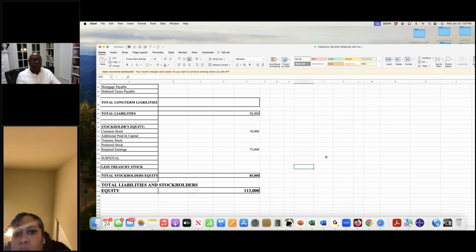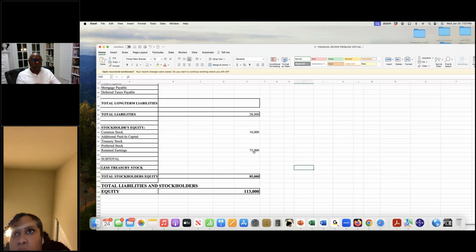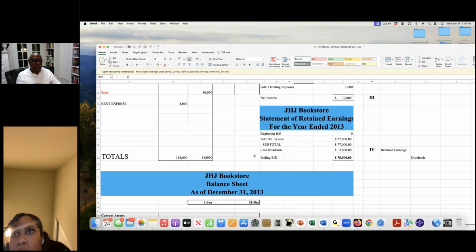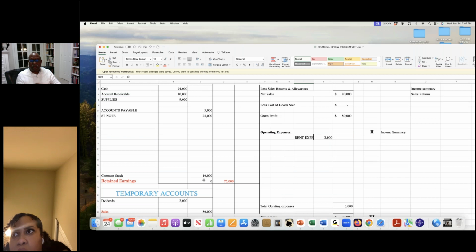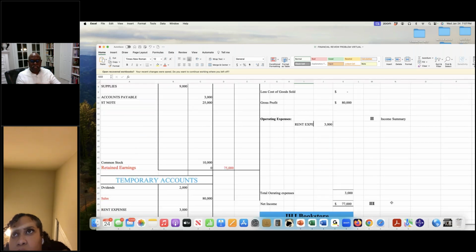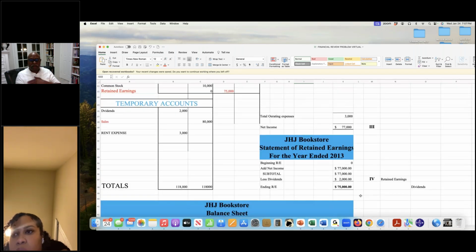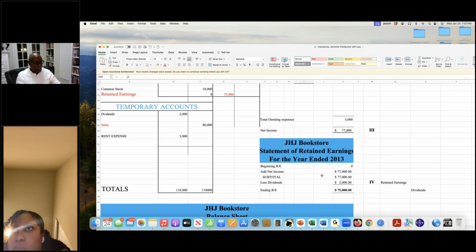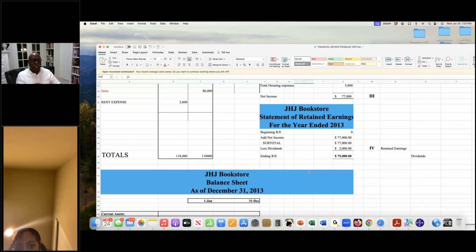So a key thing here, you don't go with the beginning retained earnings of zero. You come up with that new retained earnings from the statement of retained earnings. So on your problem, you got to do all of these things. You got to make journal entries, post to the ledger, get a trial balance, and prepare an income statement, statement of retained earnings, and a balance sheet.